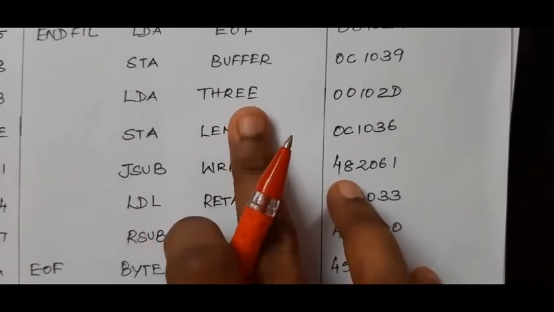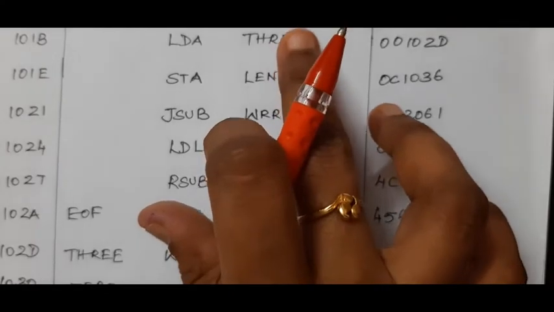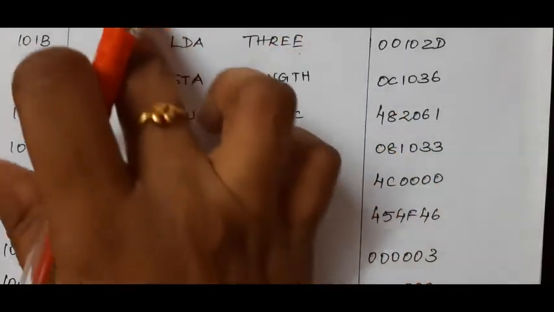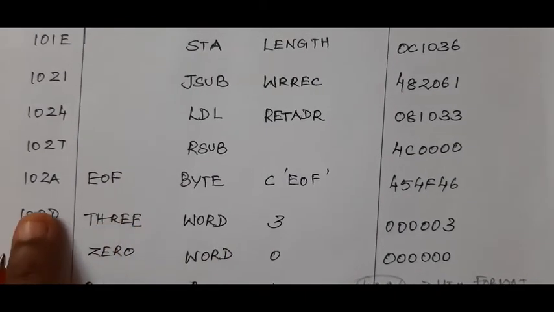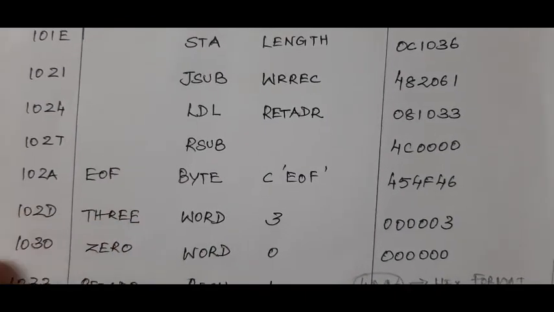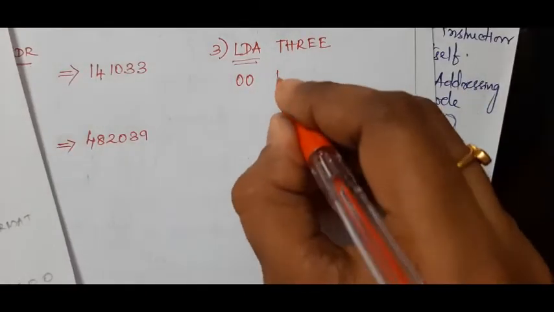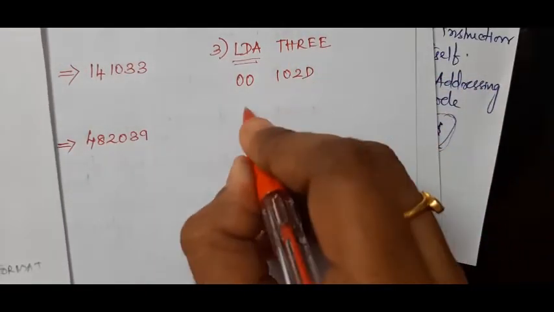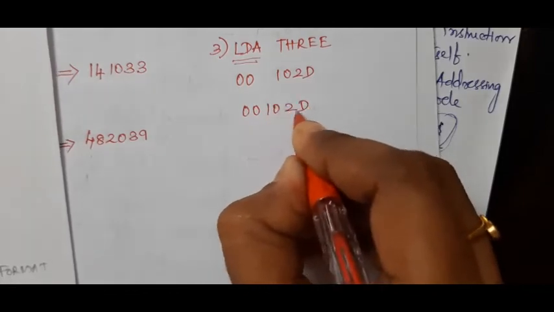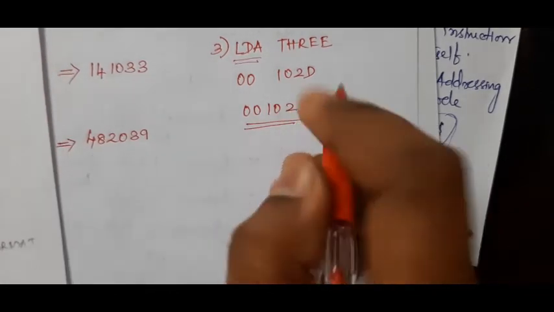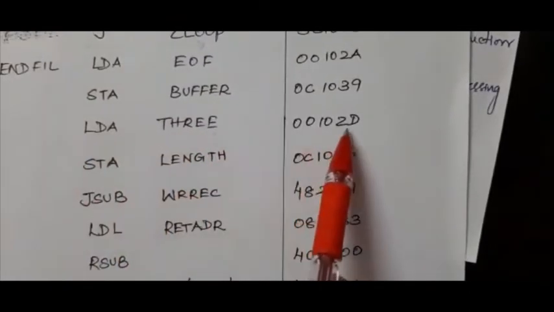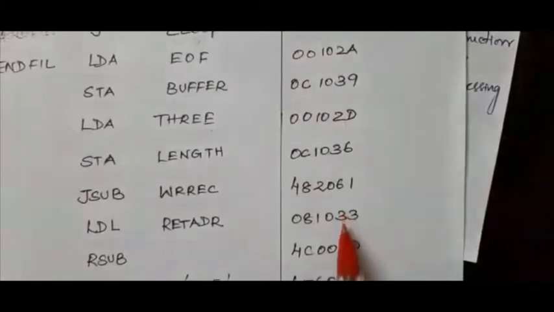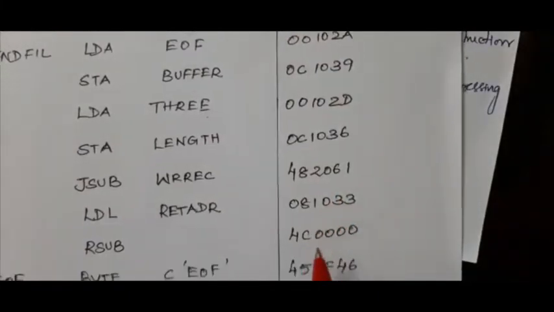Okay, so 3 is the label of the program. We have to search where 3 is available in the program. So 3 is a label. You could see the 3 here. So what is this address? It could be 102D. So write it here, 102D. Combine it, 00102D. So this is an object code we generated. Found LDA 3, 00102D. So this is how we are generating an object code.